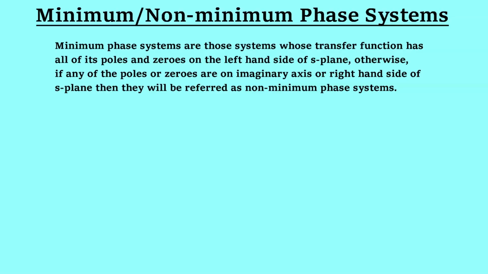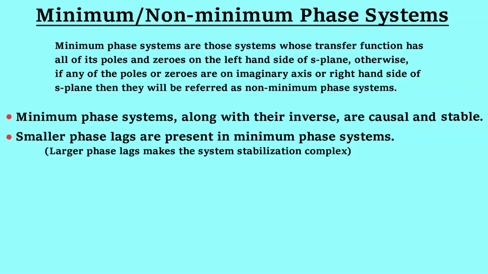Minimum phase systems are highly recommended in designing control systems because of their particular advantages. Minimum phase systems, along with their inverse, are causal and stable. Also, the phase lag present in minimum phase systems is comparatively smaller. The question can be framed in which you have to determine whether the transfer function represents a minimum phase system or not. Then probably there might be a case where it is easier to find whether the system is causal or not. Depending upon the situation, you have to use different points to solve the question.